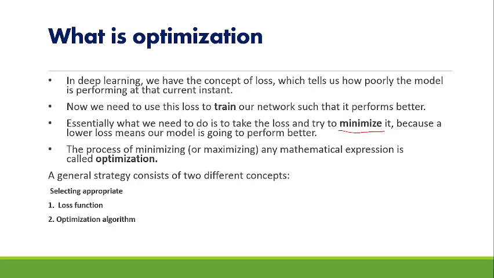This process of minimizing the loss, obviously we are not going to maximize it, is the process of optimization. In a neural network our aim is to minimize the loss, and this is called the process of optimization. In this case we need to take care of two things. One is what loss function we are selecting, and second is which optimization algorithm we are using.